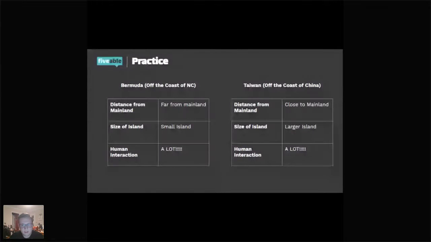All right. Here's a question for you guys to see if you were paying attention. The size of the island impacts what? A, evolution, B, adaptation, C, competition, D, resources, and E, all of the above.